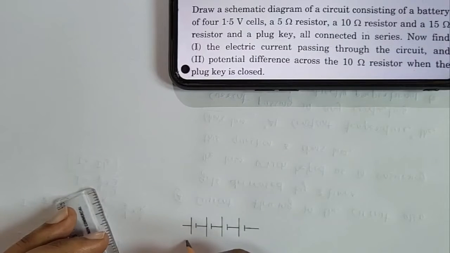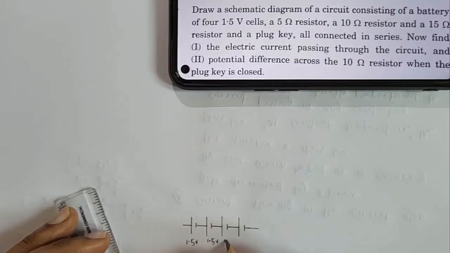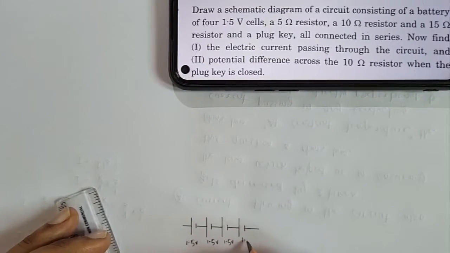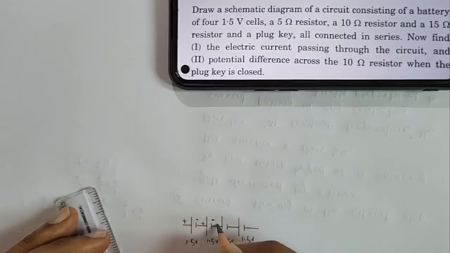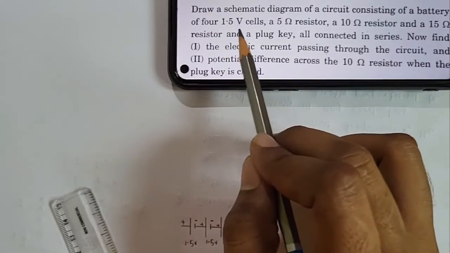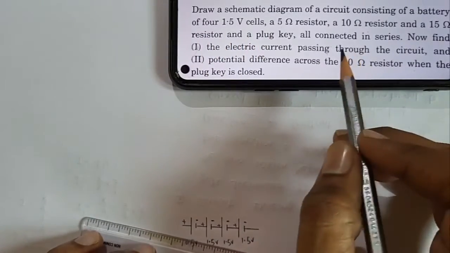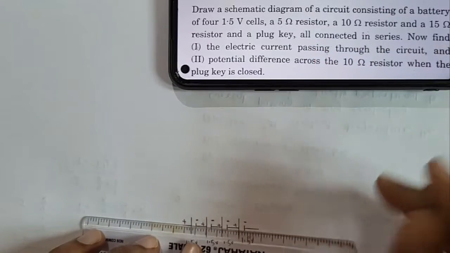So mention it as 1.5 volts, 1.5 volts, 1.5 volts, 1.5 volts, and give positive and negative to each cell. Positive, negative, positive, negative, positive, negative. So four 1.5 volt cells, a 5 ohm resistor, and you can see that all are connected in series.